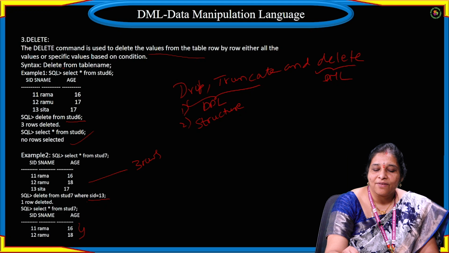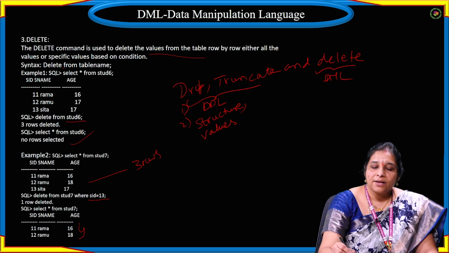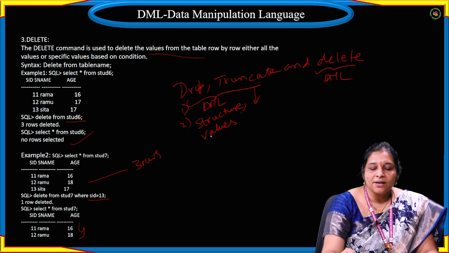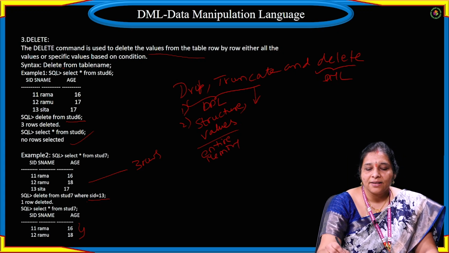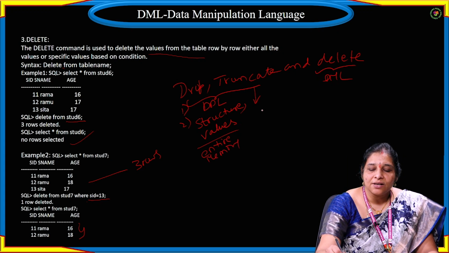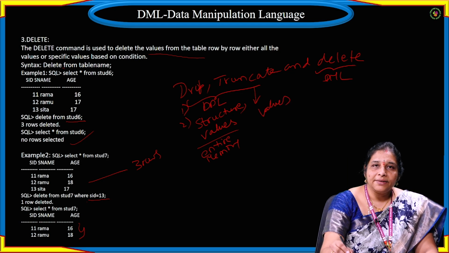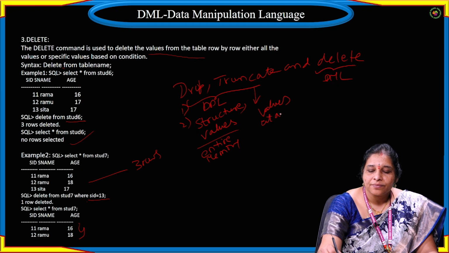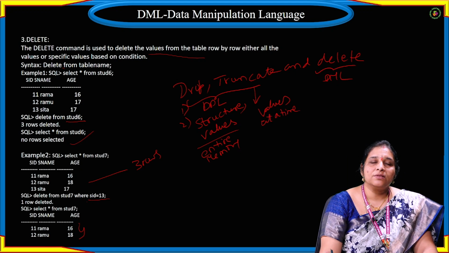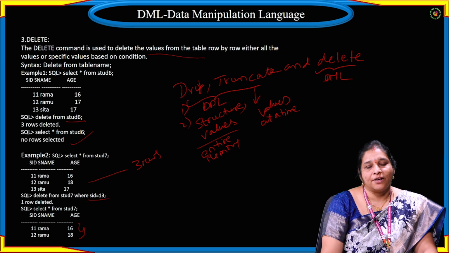as well as the values from the table. When I come back to truncate, here the entire memory of the object does not exist. So the entire memory of that particular table is removed. So when I say truncate, it is retaining its structure, whereas only the values are removed. So the entire rows are removed at a time, and the associated memory also is removed.